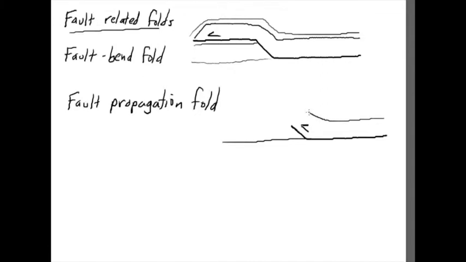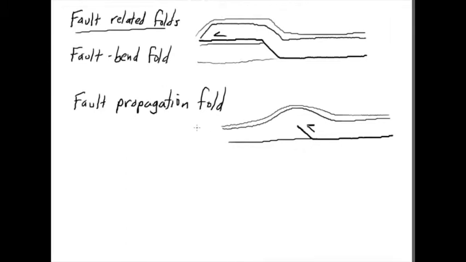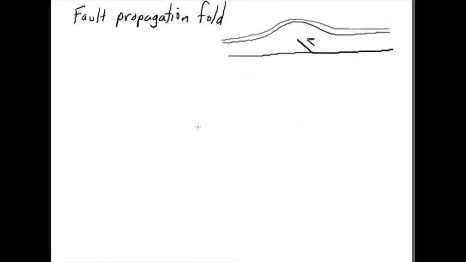So what happens is the layer above it is pushed up, but there's no actual fault at the surface. The fault bend and the fault propagation folds tend to happen in sedimentary layers at fairly low temperatures. All right, let's try another one here.